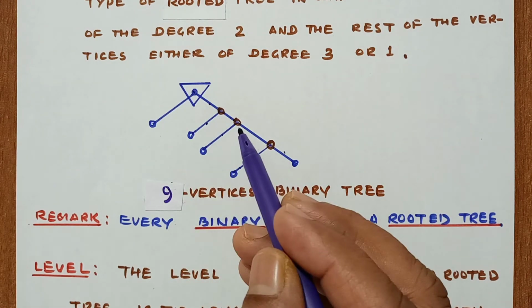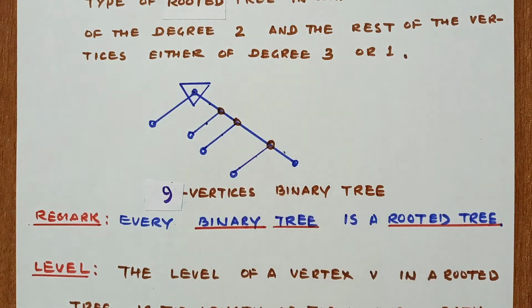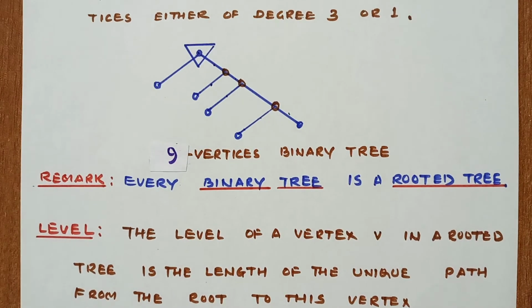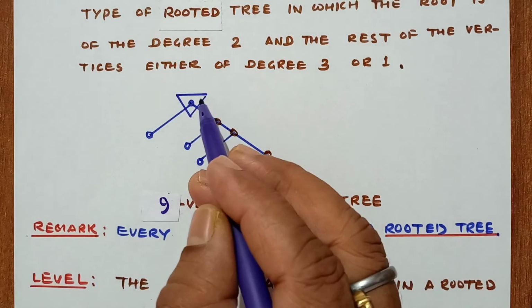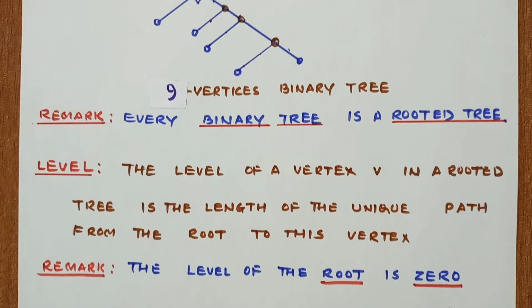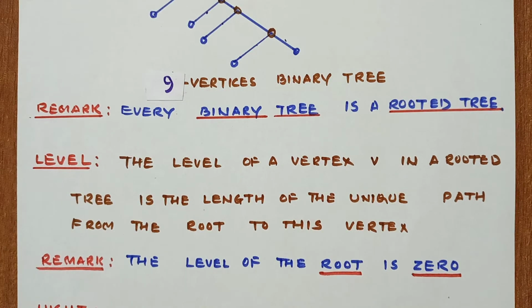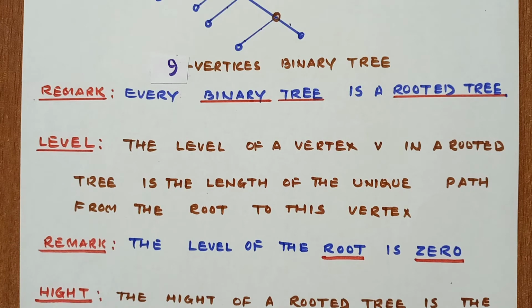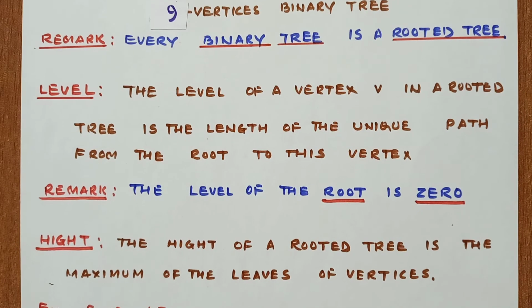So we shall count the number of edges; that is the label. The label of the root is 0. This is an important remark. Now, height. The height of a rooted tree is the maximum of the labels of the vertices. In other words, we can count how many edges there are from the root to the vertex.